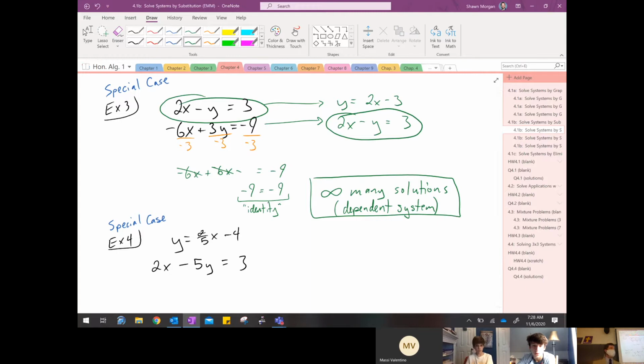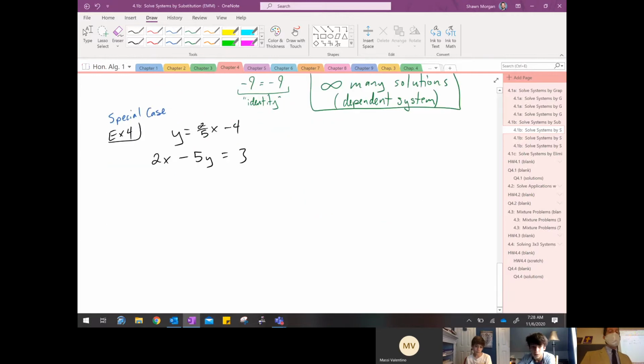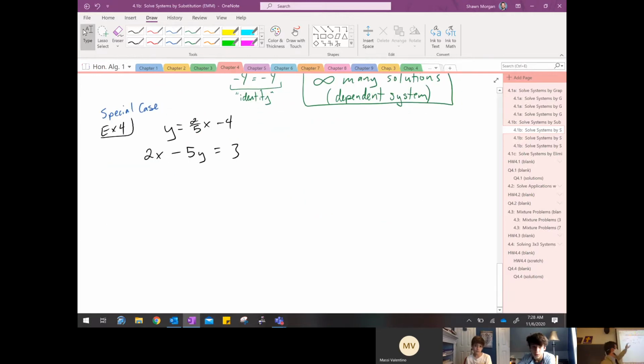There's kind of hiding in plain sight that these were the two same lines, so there's infinitely many solutions, okay? But we found that because we got an identity. What you'll get in the other special case isn't called an identity. It's called a contradiction. Watch what happens.